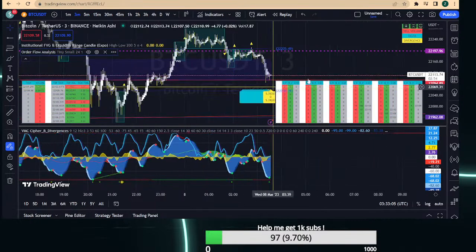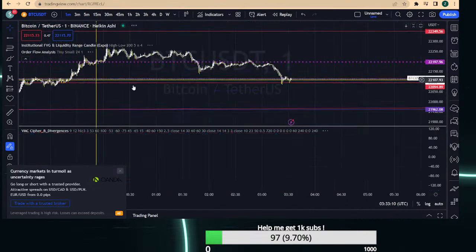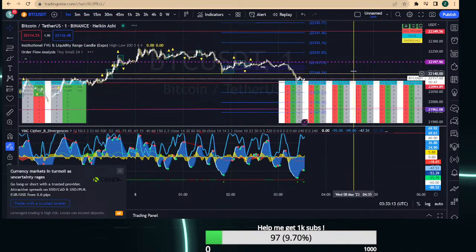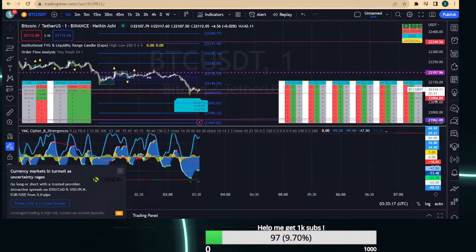Anyway, it's been fun. So I'm gonna leave it on the 1 minute chart with these current indicators on, and you can watch the magic happen.